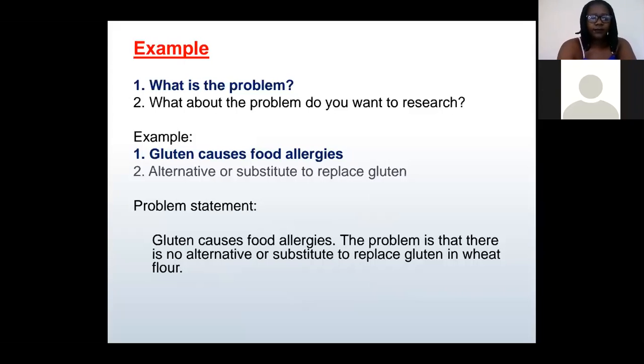And what would be the solution? What about the problem do we want to research? We want to find an alternative or a substitute to replace the gluten. So the learner can state the problem as gluten causes food allergies. The problem is that there is no alternative or substitute to replace gluten in wheat flour.